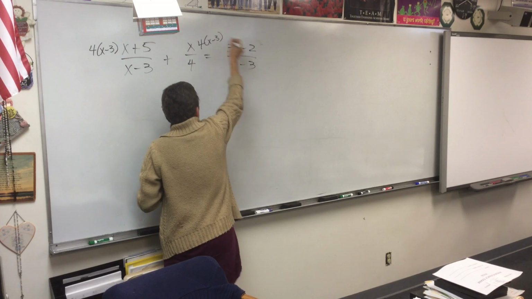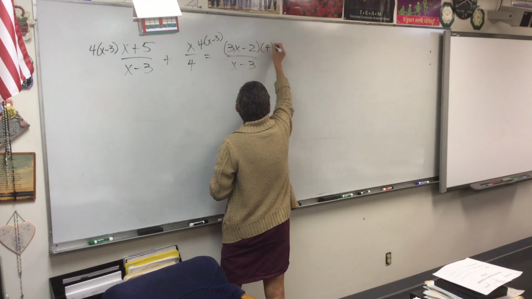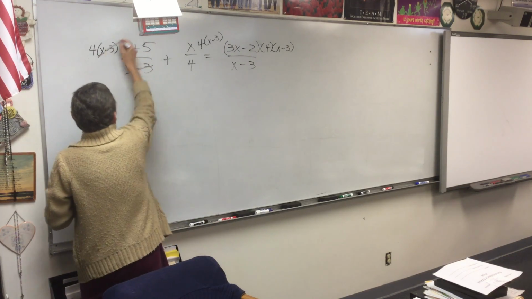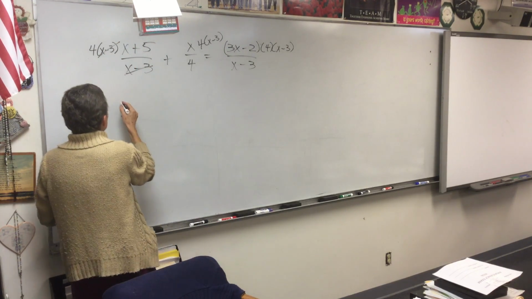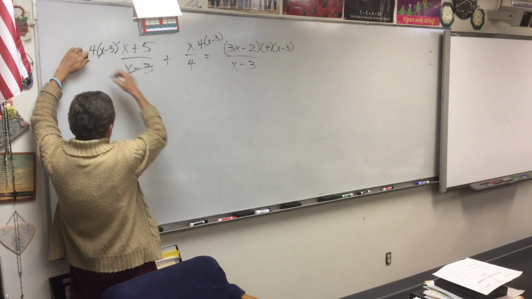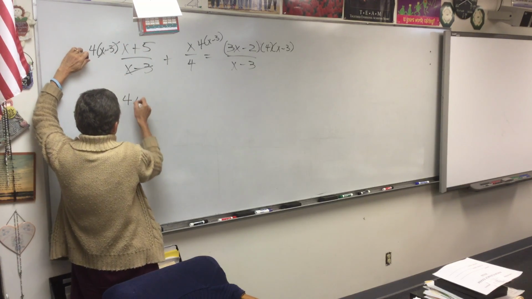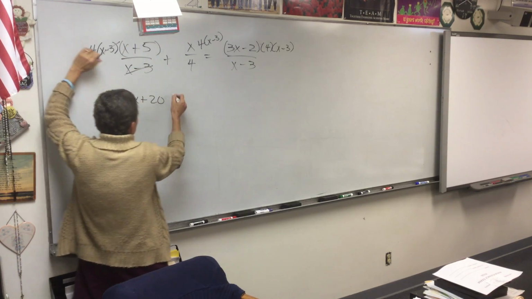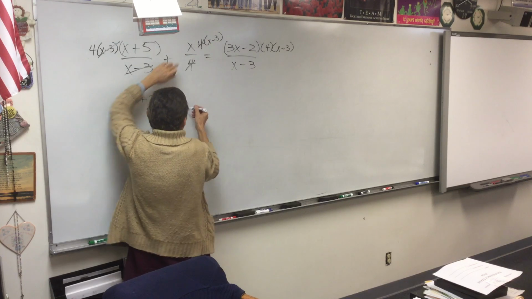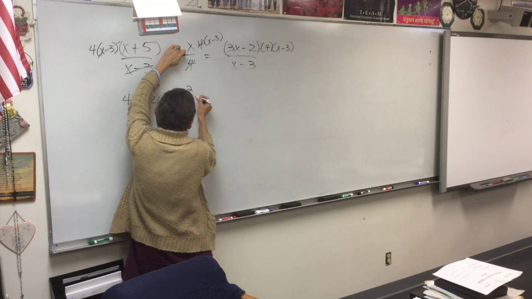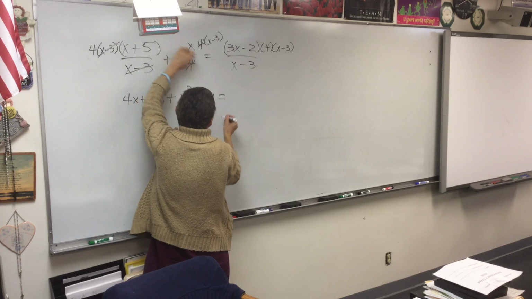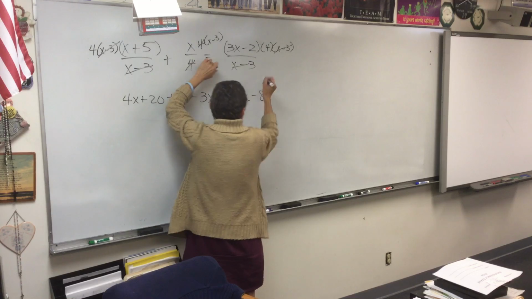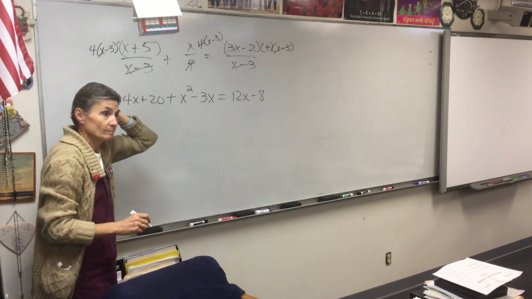So I am going to multiply everything by the common denominator. And the purpose of that is to get rid of all of the denominators. So the first term would be 4x plus 20. This is a quantity, you're distributing the 4, plus the next term will be x squared minus 3x. And the last term will be 12x minus 8. Everybody good so far?